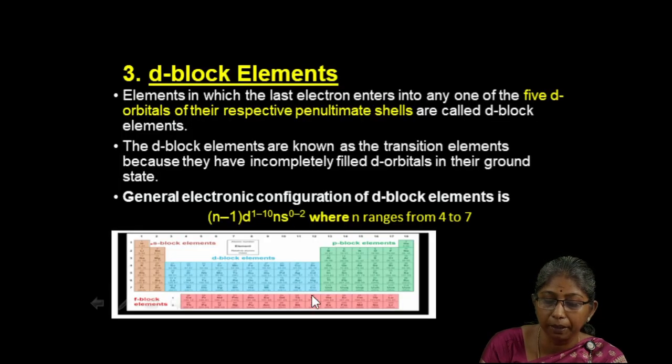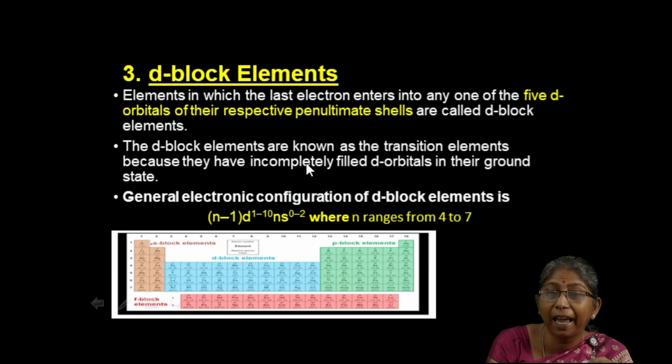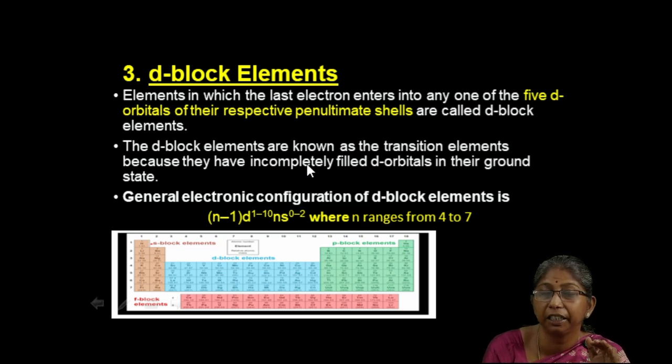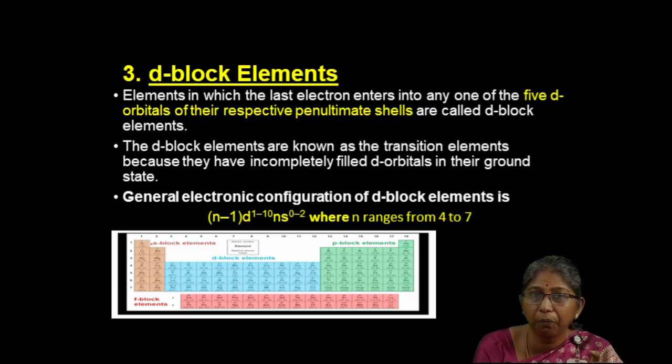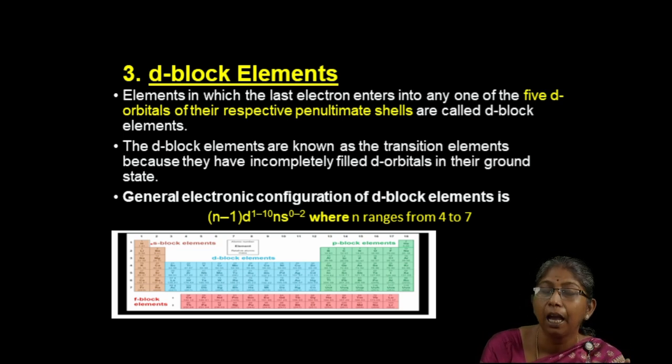See these d block elements, and here it starts. These d block elements are also called transition elements. Why the word transition? Because they have incompletely filled d orbitals in their ground state. So readily electronic excitation takes place, and the electrons may shift from the lower d levels to the higher d levels, so that d-d transition takes place, and so the compounds formed from these elements are colored in nature. And so they are called transition elements.